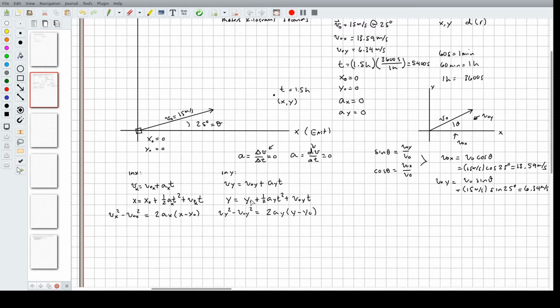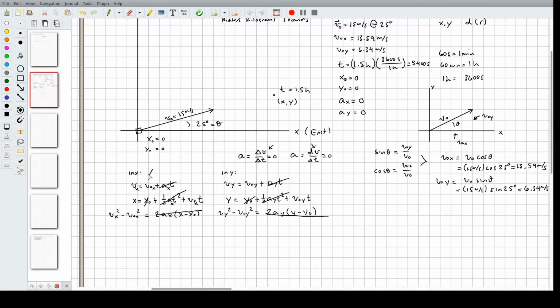Now the next thing we're going to do is plug in our givens. That is the zero ones, so we can simplify. We have initial positions that are zero, and we have accelerations that are zero. So what that means is that this is zero, this is zero, this is zero, this is zero, this is zero, zero, zero, and zero.